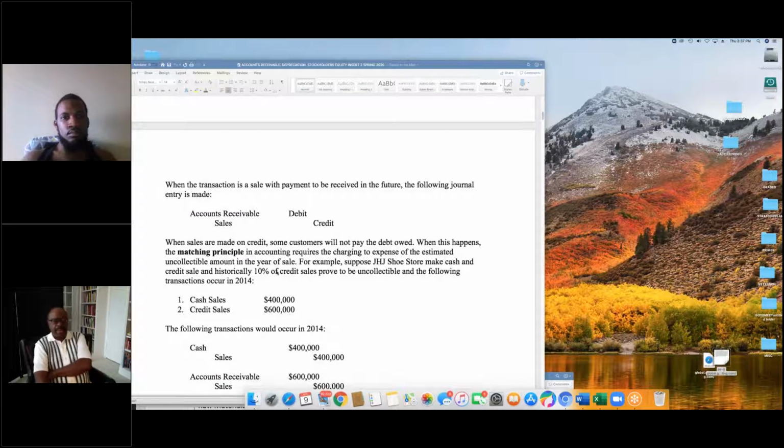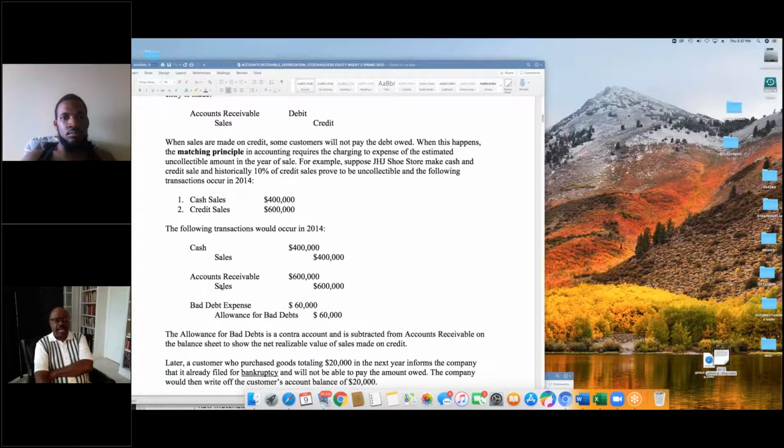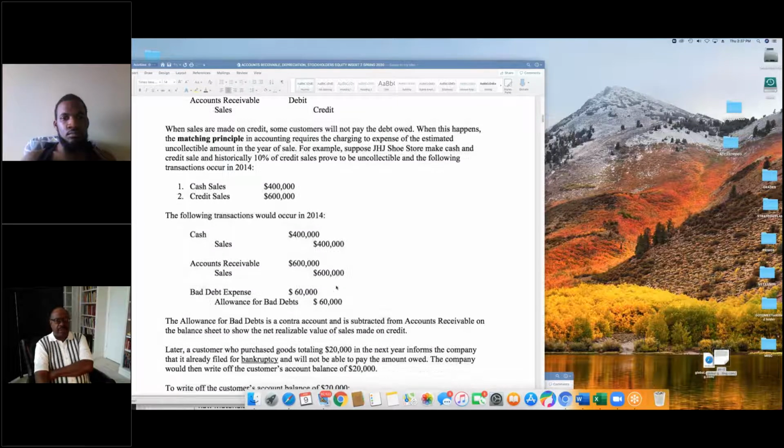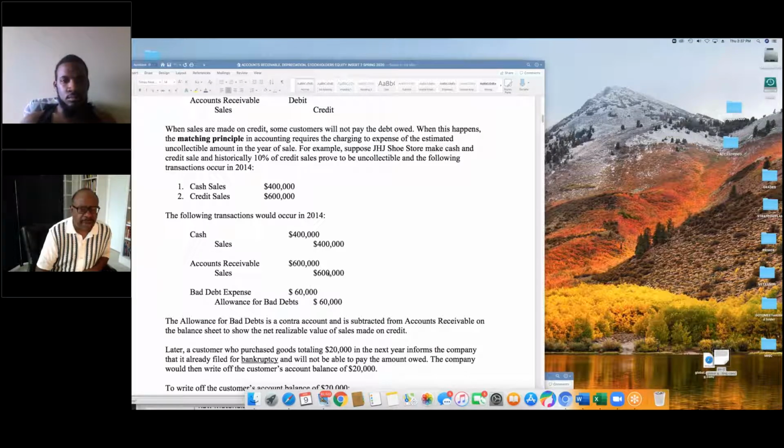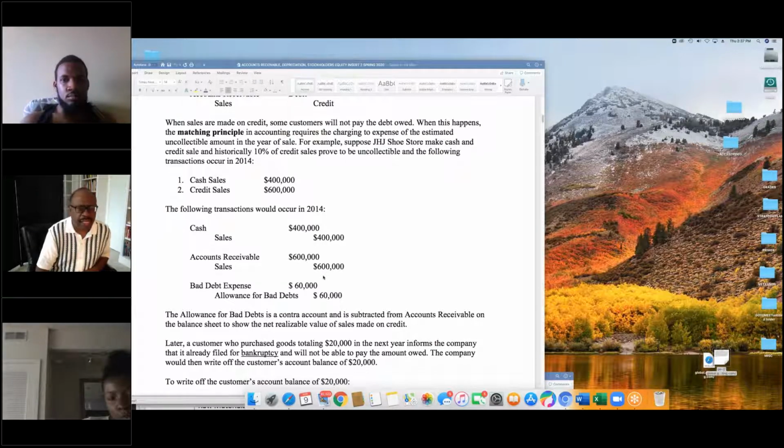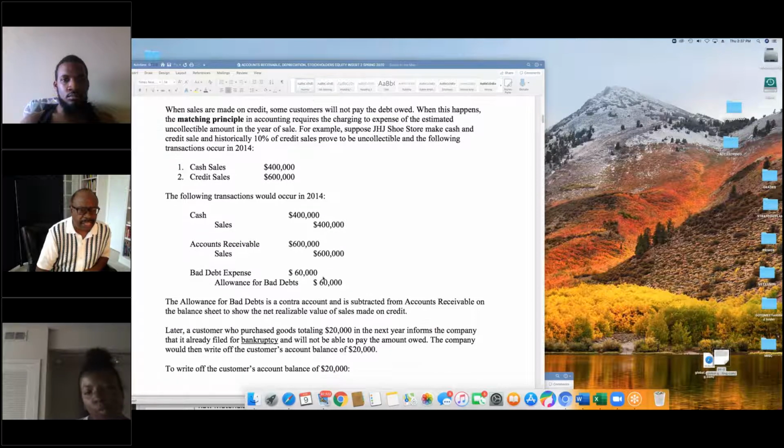When a sale is made on credit, we debit accounts receivable and credit sales. But then we have to recognize any bad debts, because if we've got these sales recognized, that's going to be income. So any related expenses need to be adjusted for, so that we're going to be paying tax on 40, not 600, if we're not going to get 600.